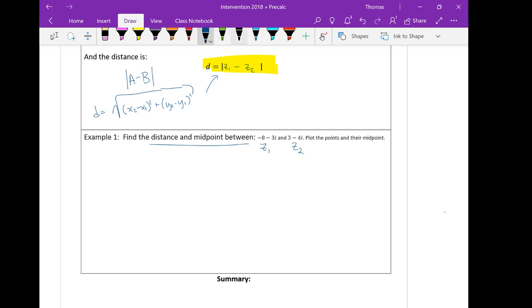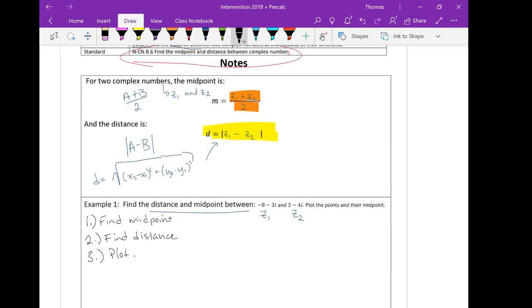All right, so we're going to find the distance and midpoint, and then we're going to plot points. So I'm going to make a little list for myself so we don't forget anything. So find the midpoint, that's something we need to do. Find the distance, and then plot. Okay, let's find the midpoint first.